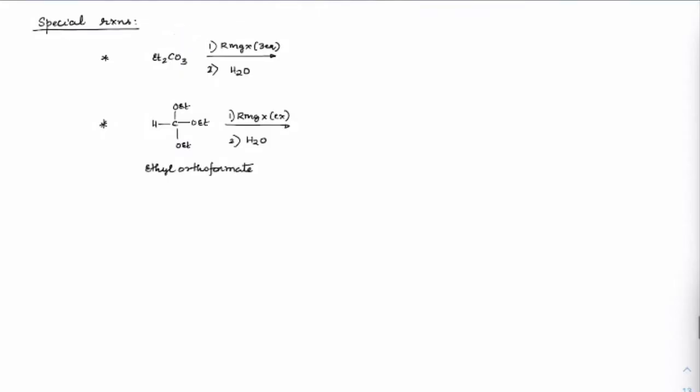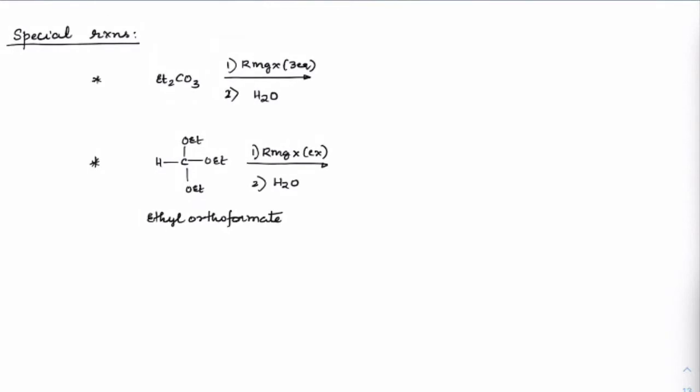So we'll just discuss that and go ahead. Suppose you have this ester, right? So the ester is like this. We have C double bond O, OEt, OEt, this way. This is an ester. Now on this ester we are making an RMgX reaction.